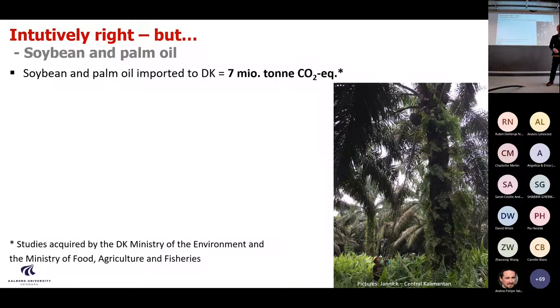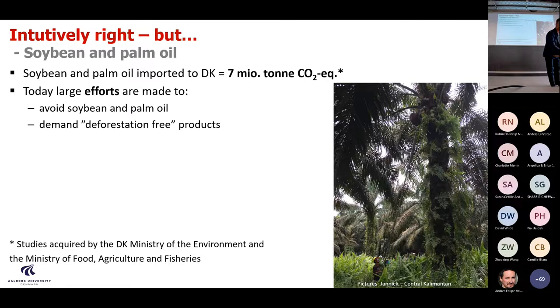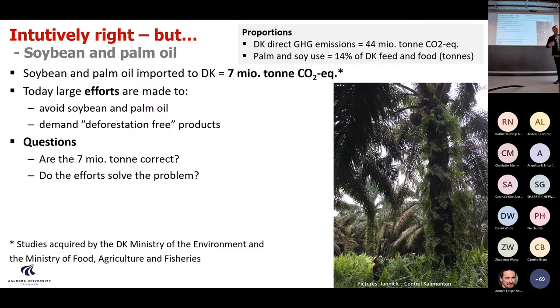Then you can, of course, ask, is that a lot or is it peanuts? But here there should have been some proportions. They are up here. Denmark's direct emissions are 44. So it's almost, what is that, something like 15, 18% of Danish emissions. That's related only to the import here. That's quite a lot for these two smaller products. You can also see that palm oil and soy account for only 14% of the total feed and food consumption. So it's really two minor products with major impacts.